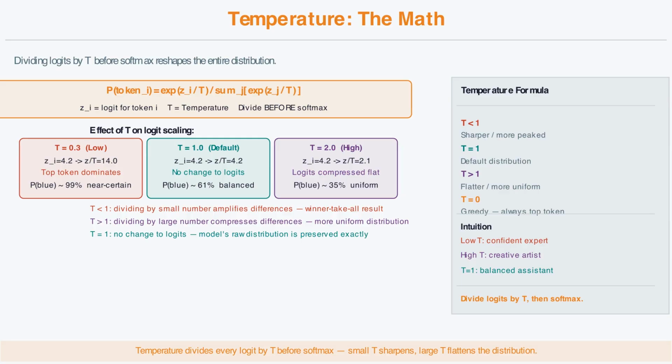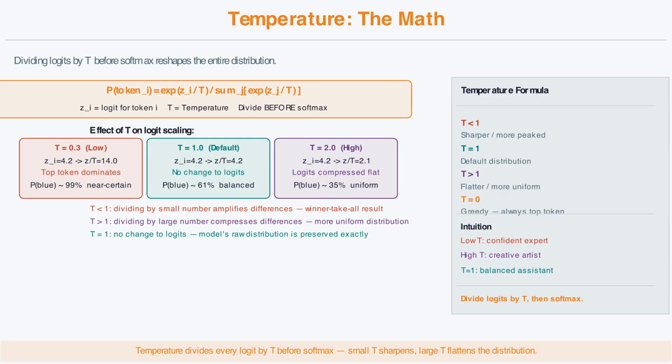When T is less than 1, you are dividing by a small number. That amplifies the differences between logits. The strongest token wins by an even bigger margin. The distribution becomes sharper, more concentrated on the top tokens. When T is greater than 1, you are dividing by a large number. That compresses the differences between logits. Every token gets a more equal share of probability, the distribution flattens.